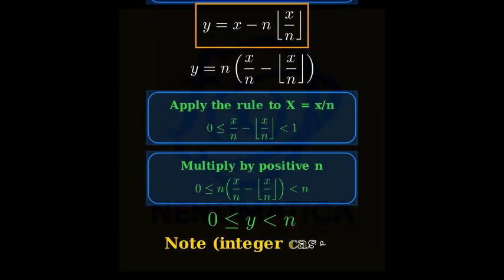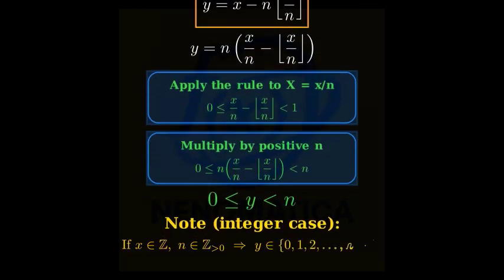Important note, if x is restricted to integers and n is a positive integer, then y becomes the remainder upon division of x by n, and the only possible values are the integers 0 through n minus 1.